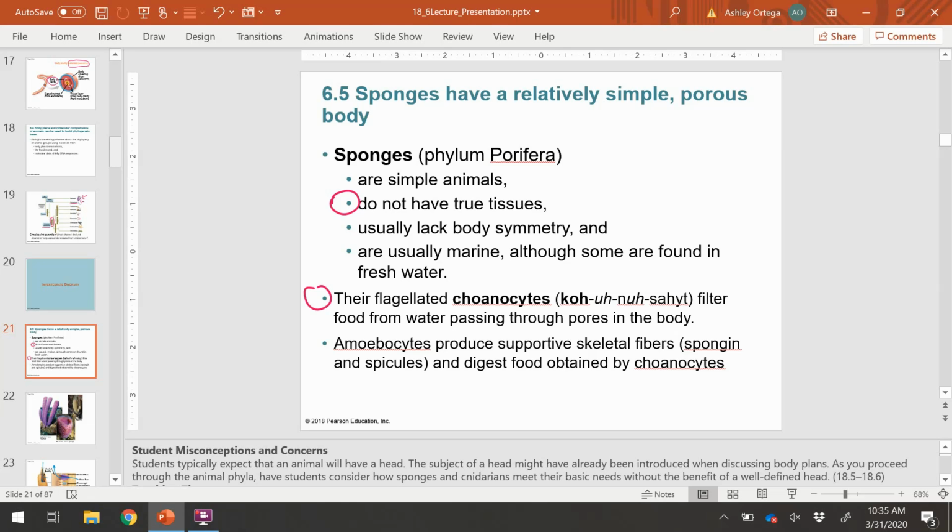Another cell that sponges have are called amoebocytes, and they will kind of hold everything together through making skeletal fibers called spongin and spicules. And then they also digest food that's obtained by the choanocytes.